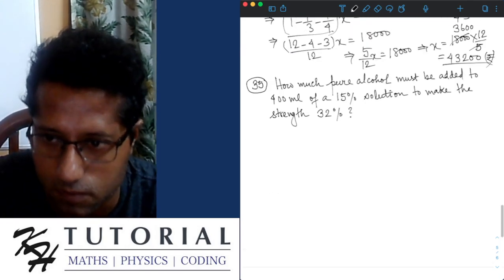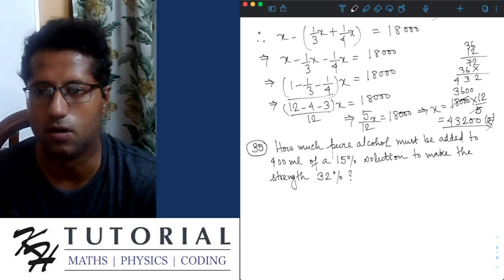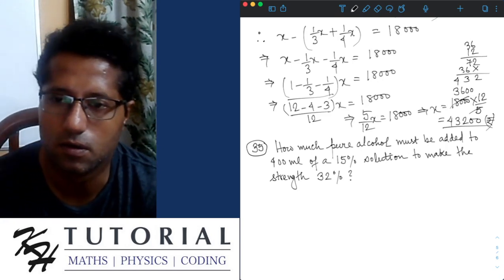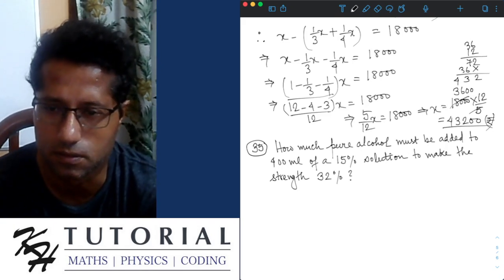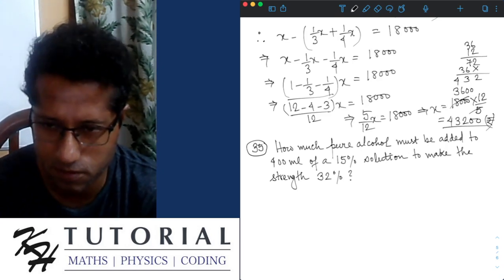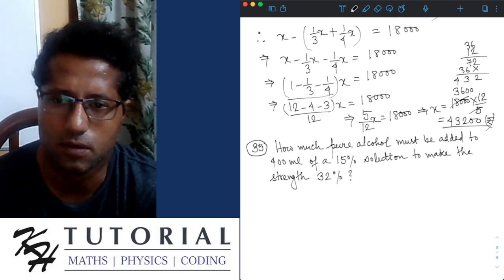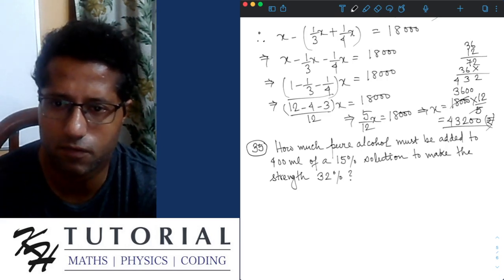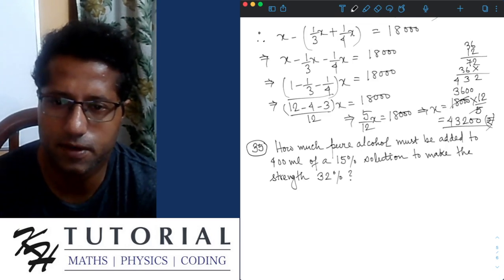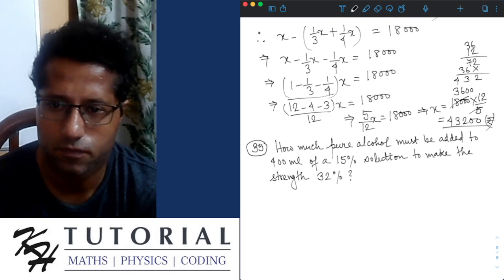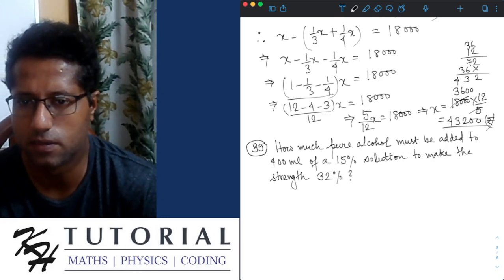Okay, I think this is the last problem. Problem number 35 says: how much pure alcohol must be added to 400 ml of a 15% solution to make the strength 32%? How much pure alcohol means how many ml of alcohol must be added to 400 ml of a 15% solution to make the strength 32%.